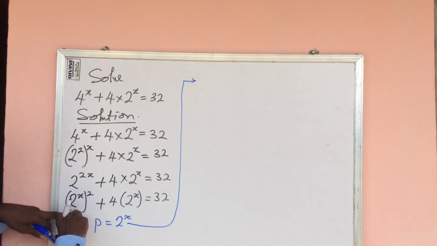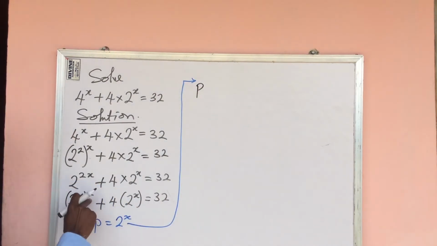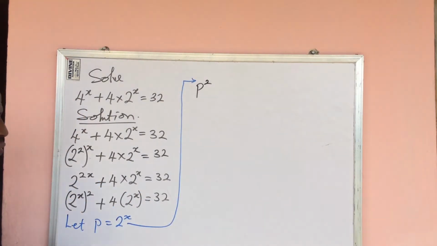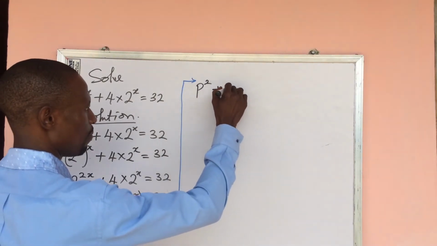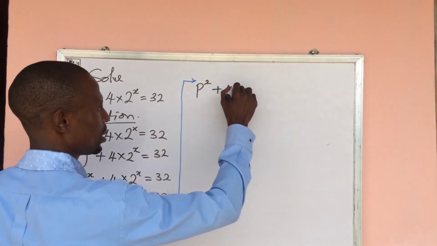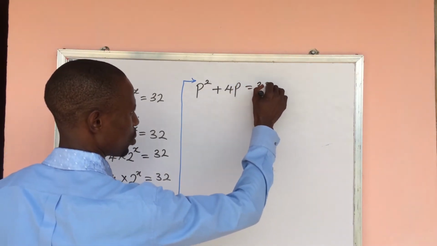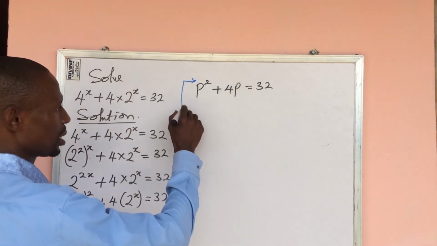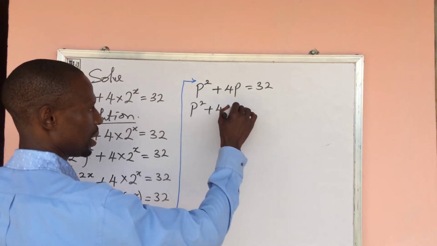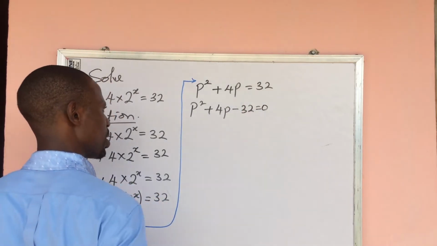Here we have 2 to the power of x. So automatically, p will come in here. But the p is raised to power 2. So this gives us p to the power of 2 plus 4. Here we have 2 to the power of x again times p, all equal to 32. If we rearrange this, this will give us p squared plus 4p minus 32 equal to 0.